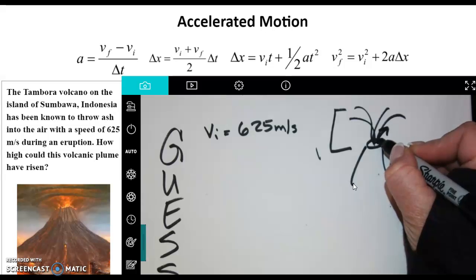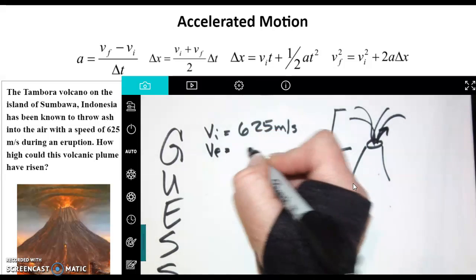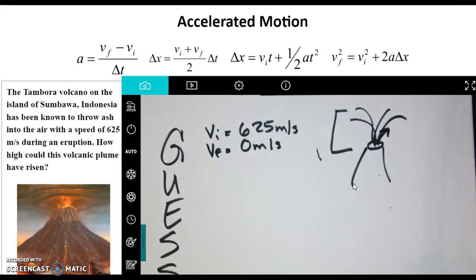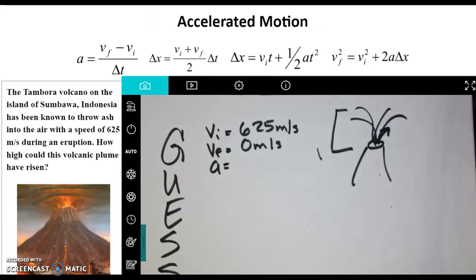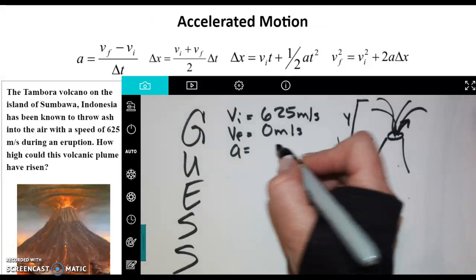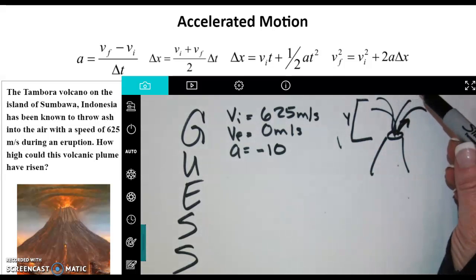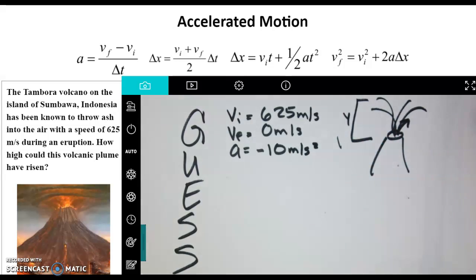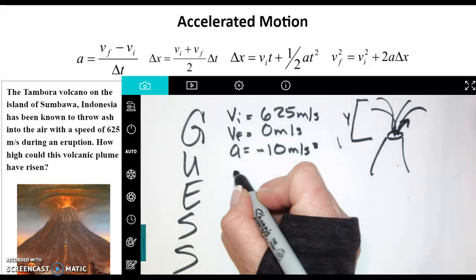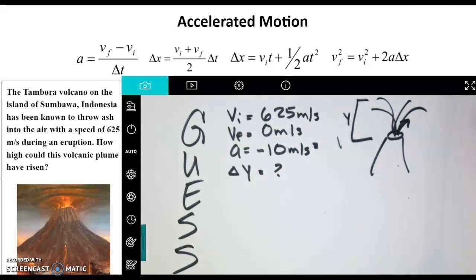Meaning that if that ash rises all the way to the highest point, the final velocity is going to be 0 meters per second. This is on Earth, so we know that our acceleration will be -10. Notice that the object is rising, therefore it's slowing down, therefore its acceleration is going to be -10 meters per second squared. The question's asking for our change in y displacement, therefore it's looking for our y.